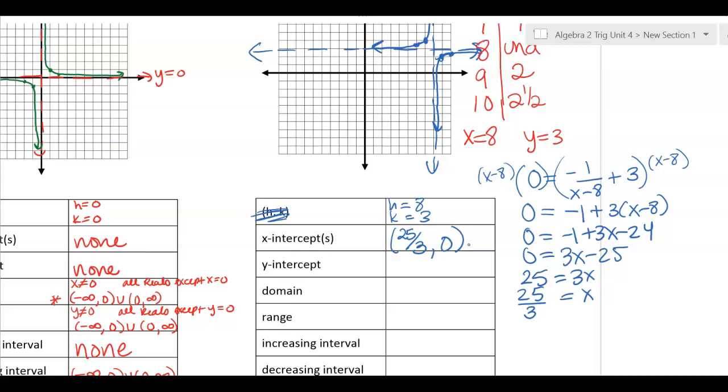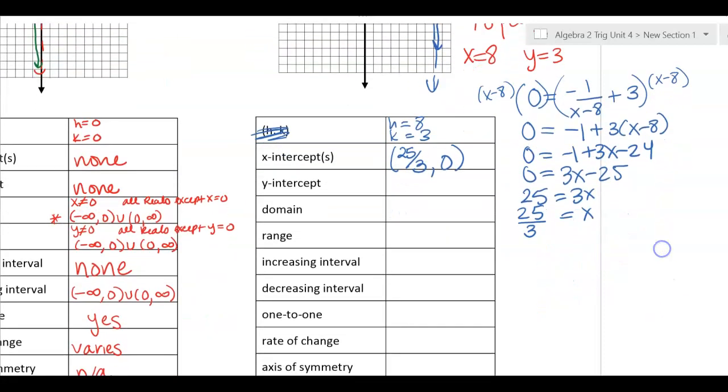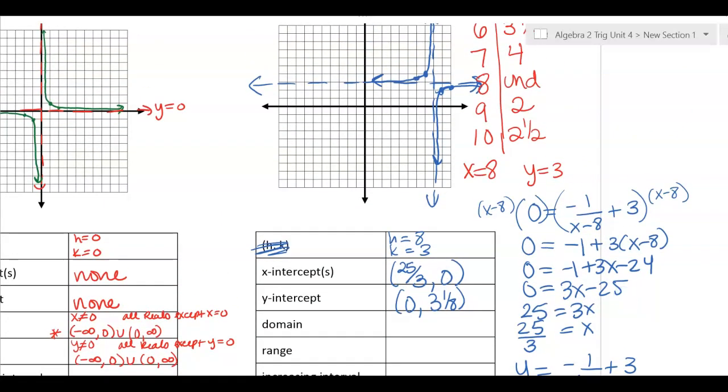And then for our y-intercept, we would plug 0 in for x, okay? So y is already alone. I'm going to plug 0 in for x. That's going to give me -1 over -8 plus 3. Those will be positives, and so basically 3 1/8, okay? So 3 1/8. And again, if you have the graph, compare the information. That makes sense because this is getting really close to the asymptote here at 3. It makes sense that by the time it's crossing the y-axis, it's only like an 1/8 above 3, okay?